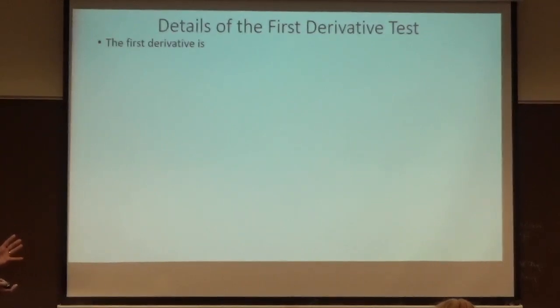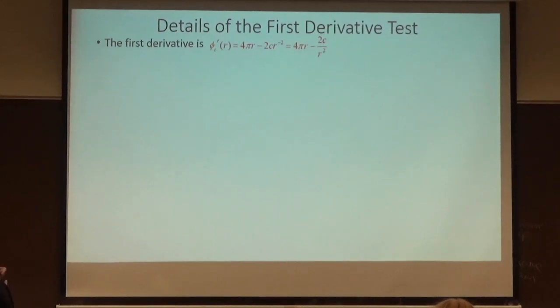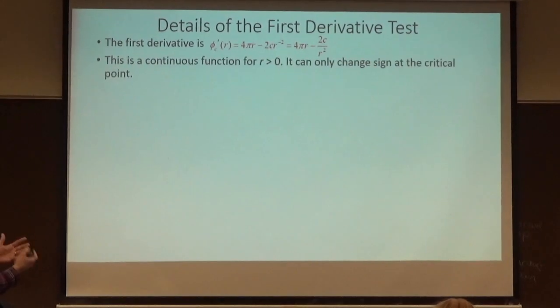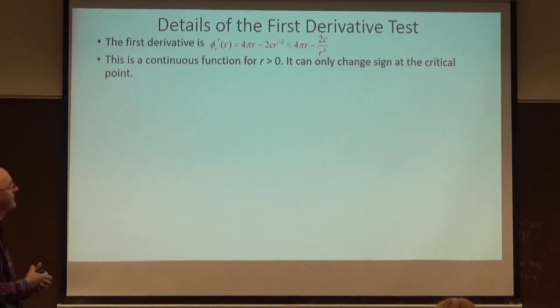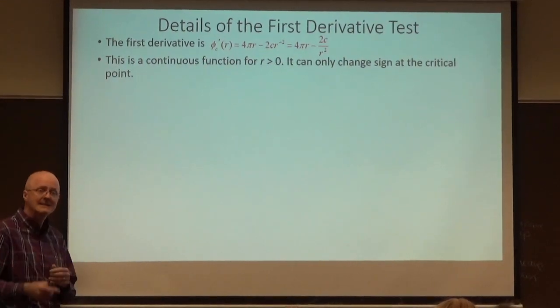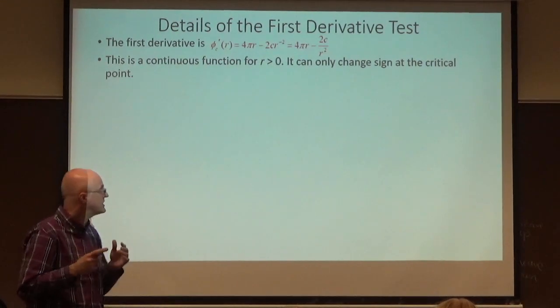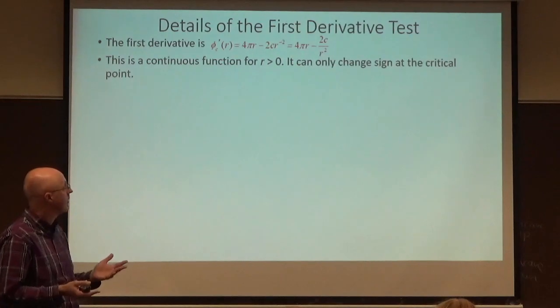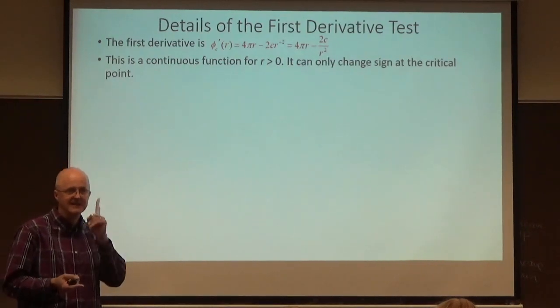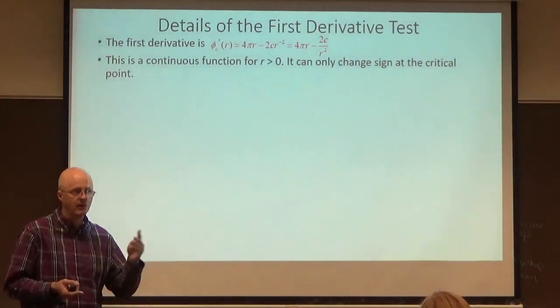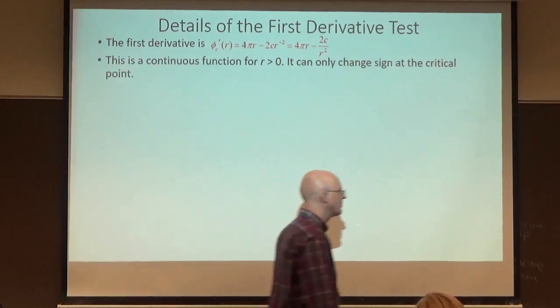How do you use the first derivative test? Well, the first derivative is that. It's a nice function. It's a continuous function for positive values of r. And because of that, that means it can only change signs at the critical point, or points. In this case, there's actually just one critical point when r is positive. There's going to be a low point in the graph.